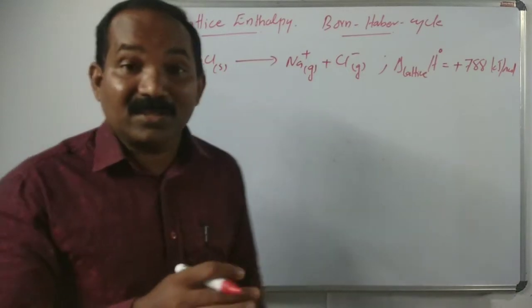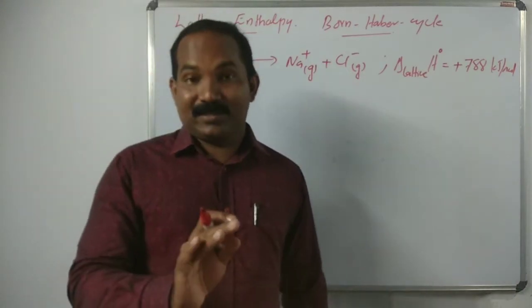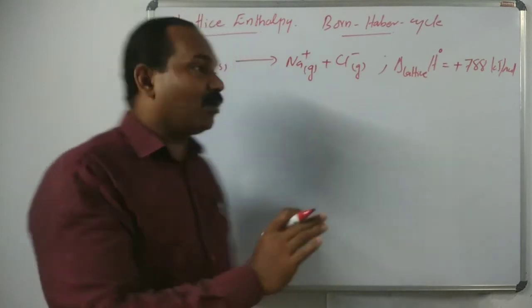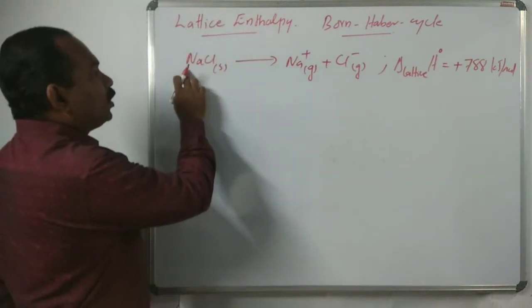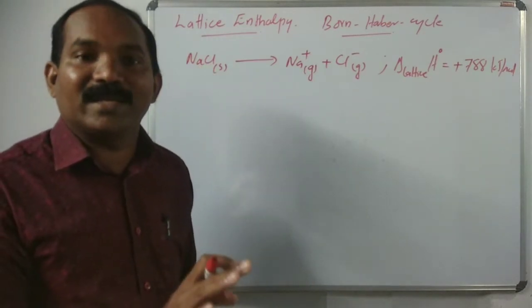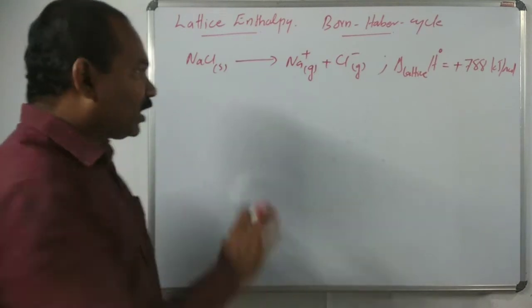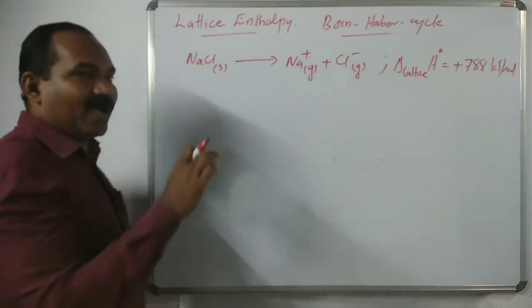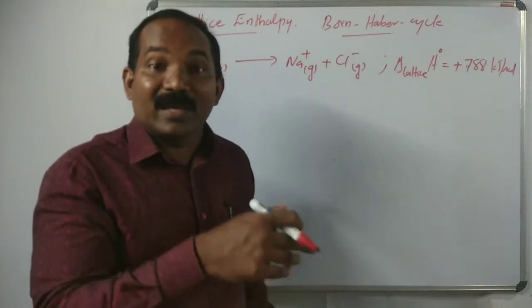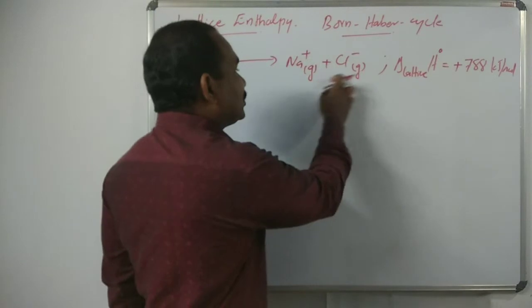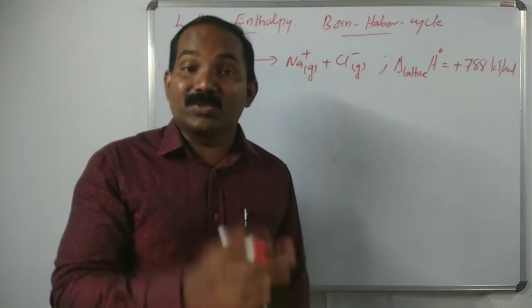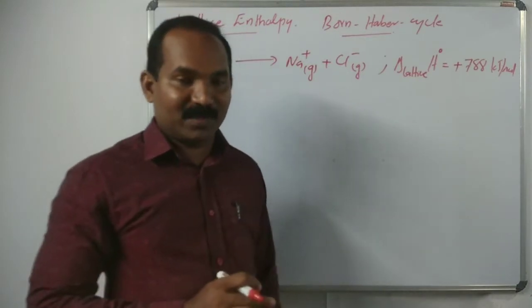What is lattice enthalpy? The enthalpy change which occurs when one mole of a solid ionic compound gets dissociated into its ions in the gaseous state. The compound must be solid and ionic in nature. That's very important. Or we have to say that it dissociates into gaseous ions.